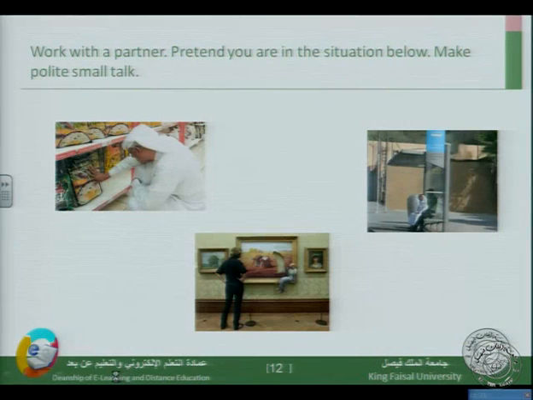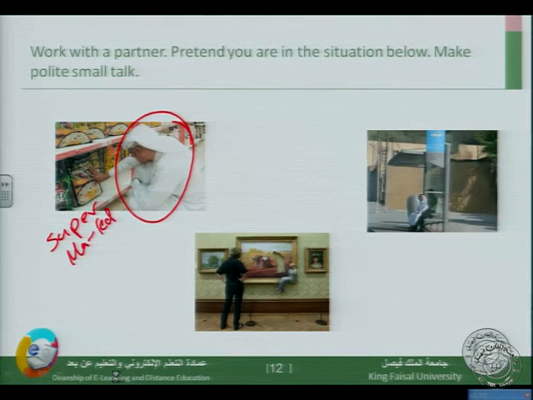Now, with your partner, whether a friend, a brother, a sister, or your neighbors, you can do the following. Just work with them to pretend you are in the situations below. As you can see, this man, where is he sitting? In a supermarket, right? So, what kind of questions will you ask? Oh, the price of rice is high, isn't it? He will say, yes, it is.